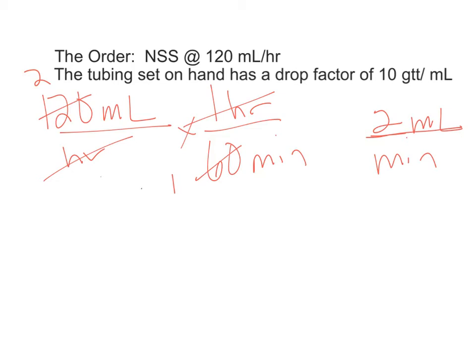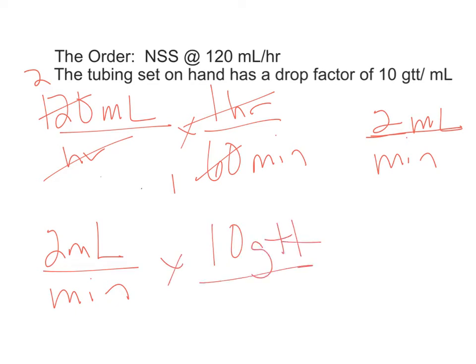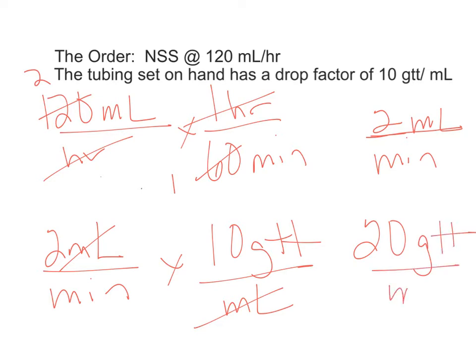Now we want to know how many drops per minute. So we have to convert that. So let's get our drop factor out here. We have 10 drops per milliliter. Milliliters cancel out. Multiplying across, 20 drops per minute. And that's our answer.